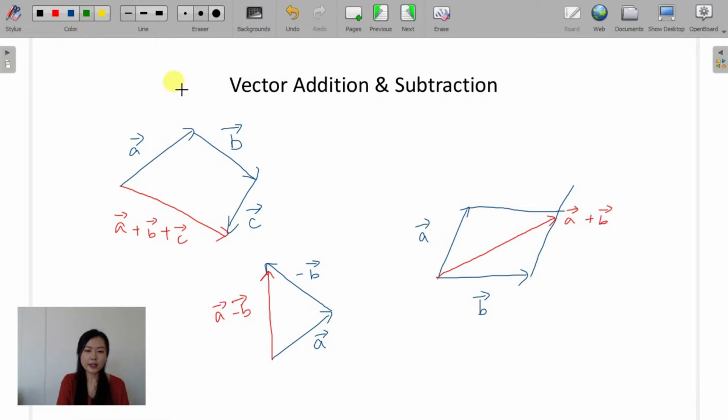And then the subtraction vector is basically the other diagonal, and where you point depends on what you are subtracting. If you're doing A minus B, you point towards A. If it's B minus A, you point towards B. That's pretty self-explanatory.